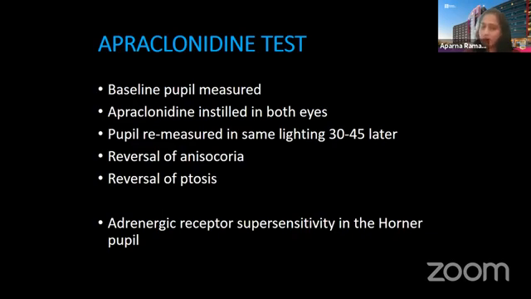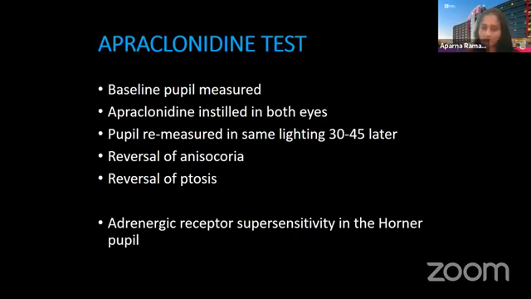You add apraclonidine to both eyes and remeasure the pupils in the same lighting after 30 to 45 minutes. And you'll see a reversal of the anisocoria, and you'll also often see a reversal of ptosis if it was there in the beginning. And this happens because of the adrenergic receptor supersensitivity in Horner syndrome.